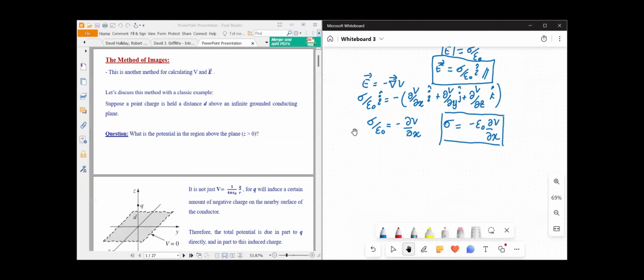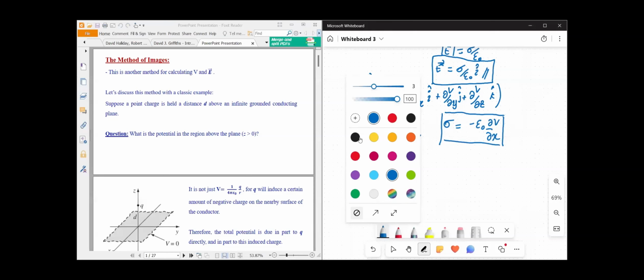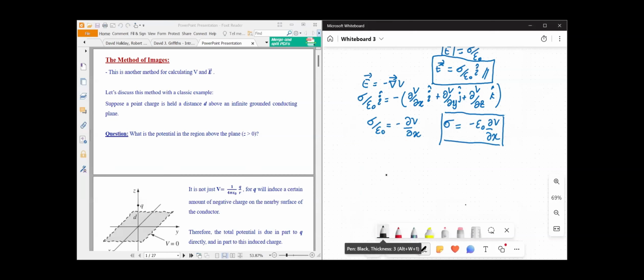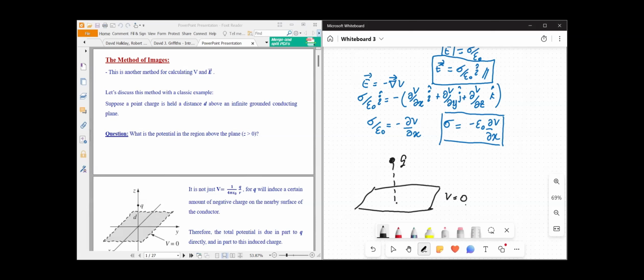So what we are going to discuss today is, suppose a point charge Q is held at a distance d above an infinite grounded conducting plane. So we have a conducting plane and it is grounded. Grounded means potential on this conducting plane is 0, and this charge is held at a distance d.